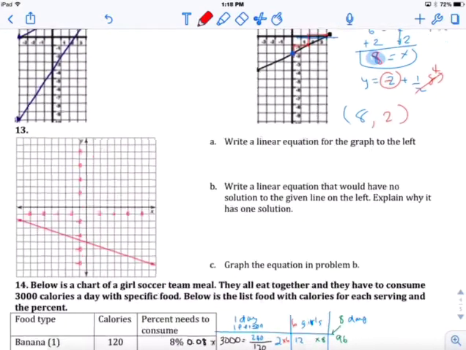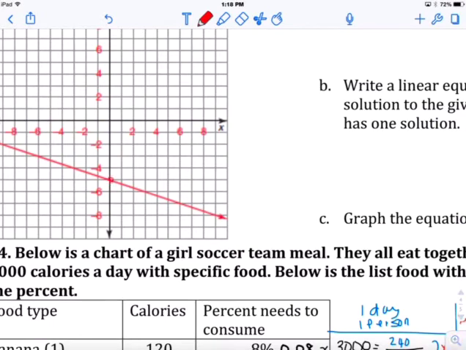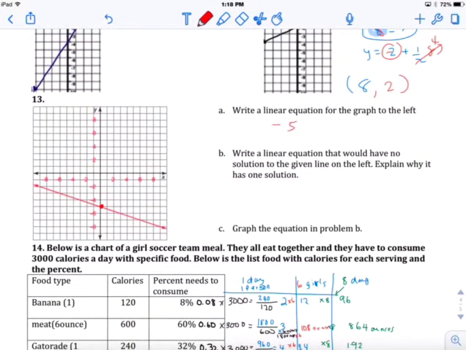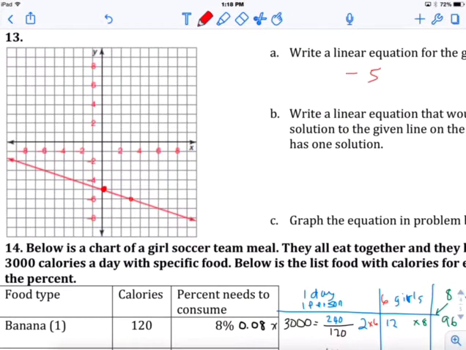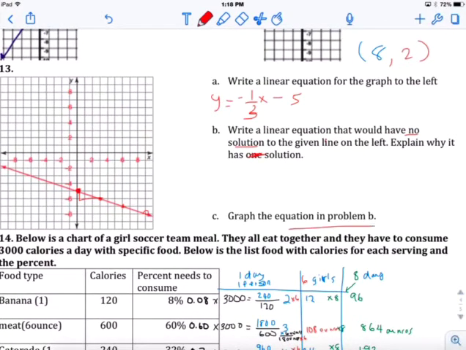Okay, write a linear equation for the graph to the left. Well, here it's at negative 5. And you put a dot there, there, and there. So it's down 1 over 3. Down 1 over 3. Okay, that's the equation of that. Starts out at negative 5, down 1 over 3 each time. No solution. Explain why it's no solution. You guys know how to do that, and then graph it.